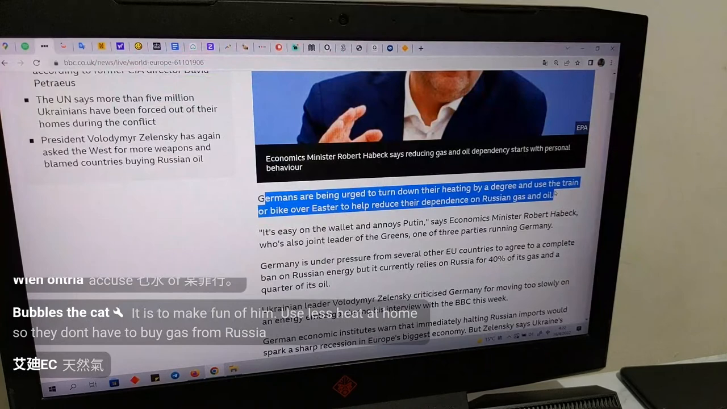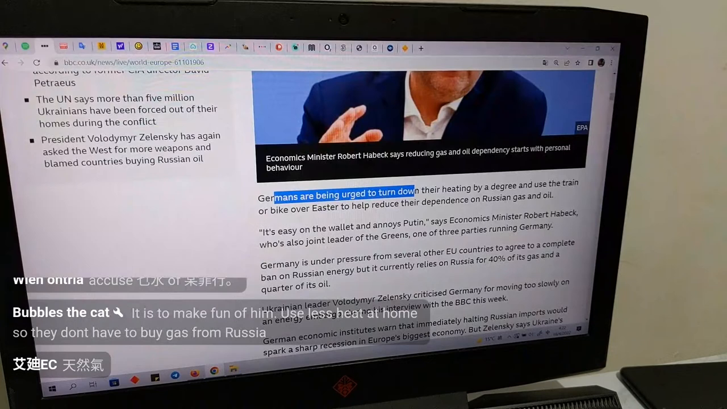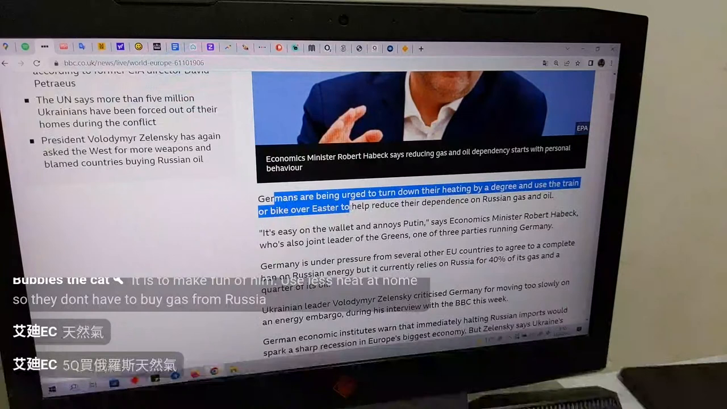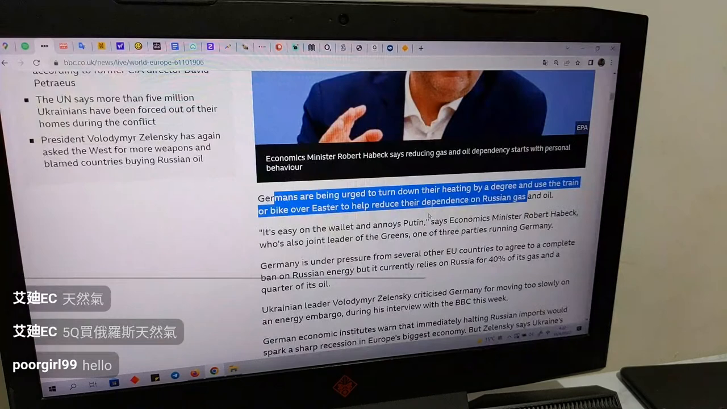Germans are being urged to turn down the heating by a degree. Why use by a degree? I don't know why. The English is very interesting. And use the train or bike over Easter to help reduce the dependency on Russian gas and oil. Can it really work? You just turn down the heating and reduce the need for Russian gas? I don't know if that works.